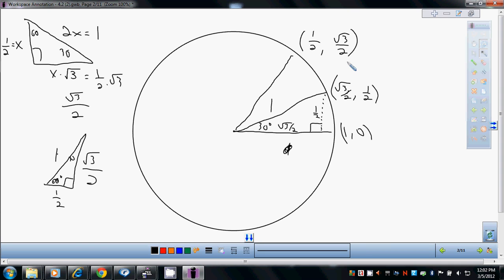Now, everybody look down here. We could easily, in about 10 minutes, go through every one of these and show that sure enough, the x coordinate is this, the y coordinate is this, by doing nothing more than this special right triangle stuff. All the way around.